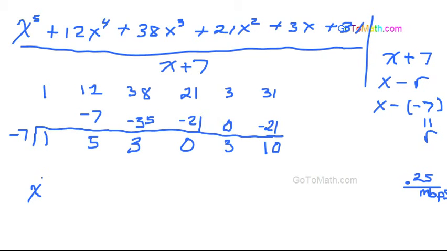Where are we at here? This is x to the 4th. Let's see, what do we got? X to the 4th, we got 5x cubed.